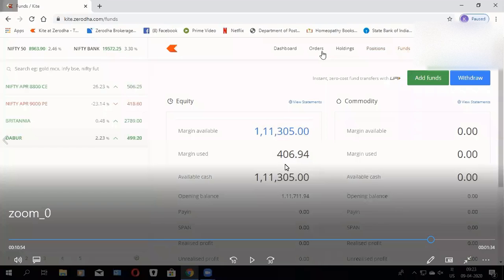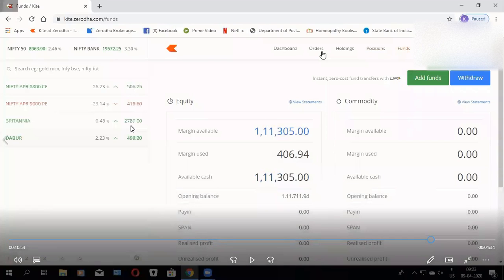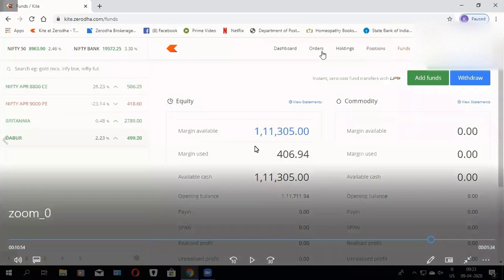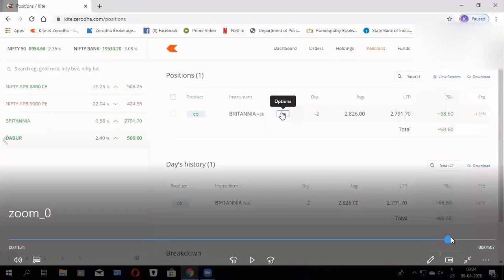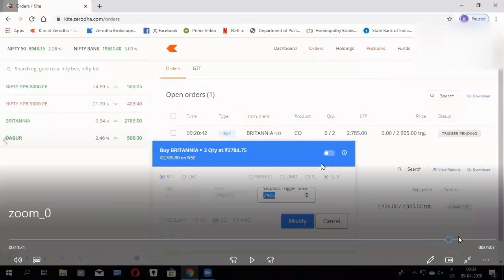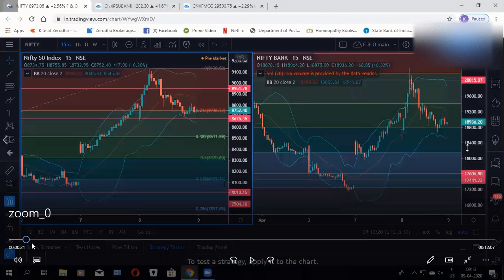But first I want to emphasize that the margin used here is 406. So I got 2 shares of Britannia which cost around 2,700 each, so into 2 it would go above 5,500. Around 5,500, the normal margin seemed to me very low. That means in 406 rupees I could earn almost 100 something, 100 plus, 107. So I got a 25% rate of return considering the margin used.